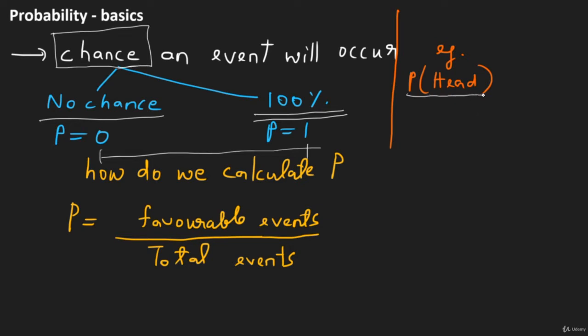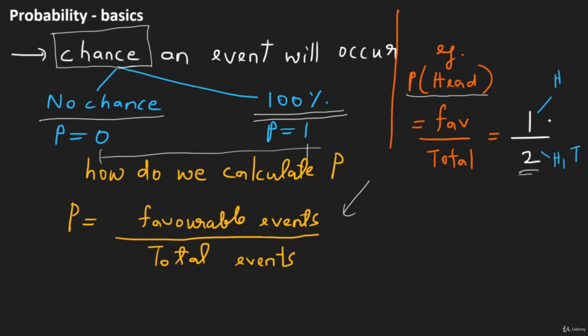Now, the probability of getting a head is equal to the favorable events divided by the total events. How many favorable events are there? There is just one favorable event, which is getting a head. And how many total events are there? There are two possibilities, right? You could either get a head or you could get a tail. So there are two possibilities, head and tail, and there is only one favorable event, which is getting a head, because we are trying to find out the probability of getting a head.